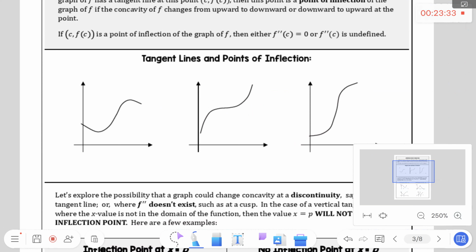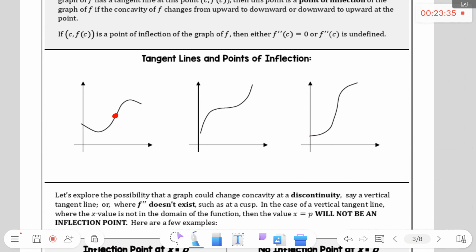Looking at this first one right here, I'm going to draw a point here. We'll call that point P. What can I say about the slope at point P? Positive, this is great, 0, absolutely. And what can I say about the double prime at P? We go from concave up to concave down, right? So it's 0.